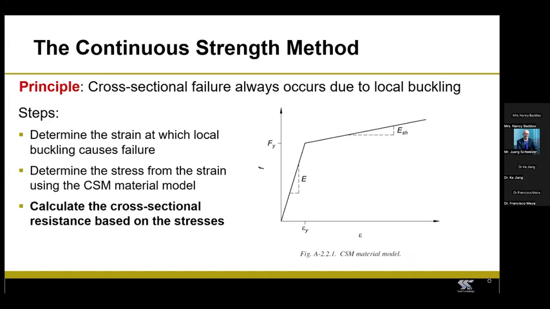Now, you can see from this figure that if the maximum strain the cross-section can resist is lower than epsilon sub y, then the maximum stress in the cross-section is going to be lower than the yield stress. And this would effectively be the case of a slender cross-section. In this case, you will not be able to take advantage of the strength hardening. Now, if the maximum strain the cross-section can resist is larger than epsilon sub y, that means that the cross-section is either non-slender or compact. And in this case, the cross-sectional resistance you will get using the CSM is going to be larger than you would get if you use the traditional design method.